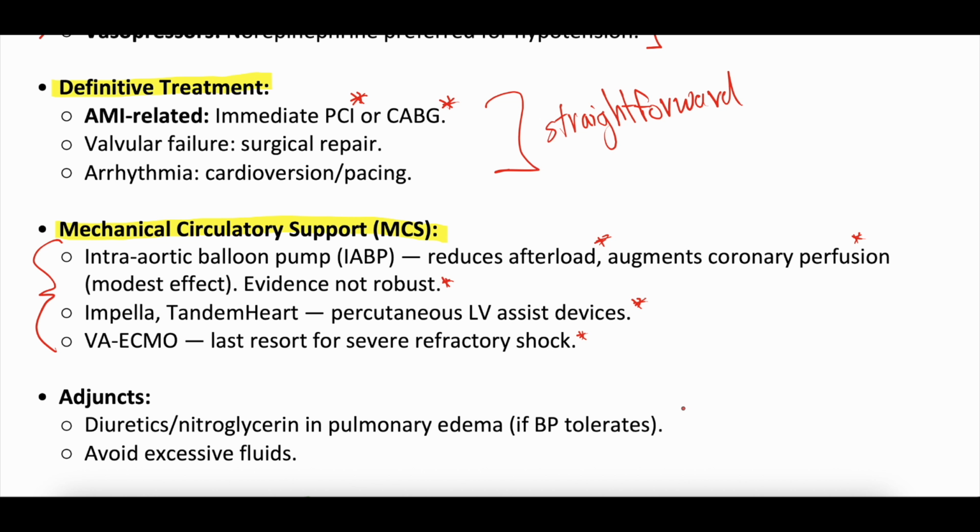Adjuncts, diuretics, and nitroglycerin. This is somewhat blood pressure specific, but if you have someone with worsening heart failure who looks congested, diuresing them and giving them some nitro to vasodilate them can be helpful. Really avoid excessive fluids. Hypotension in these patients does not mean they need fluids. They do not need fluids. Fluids can be detrimental. So don't reflexively give hypotensive patients fluids unless you know that they are volume down.